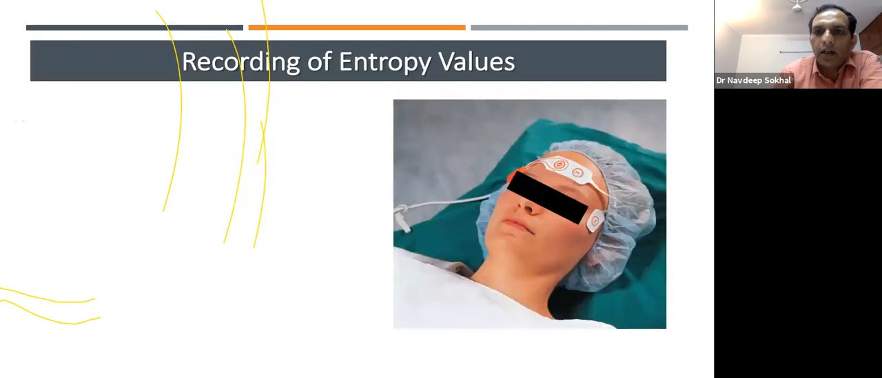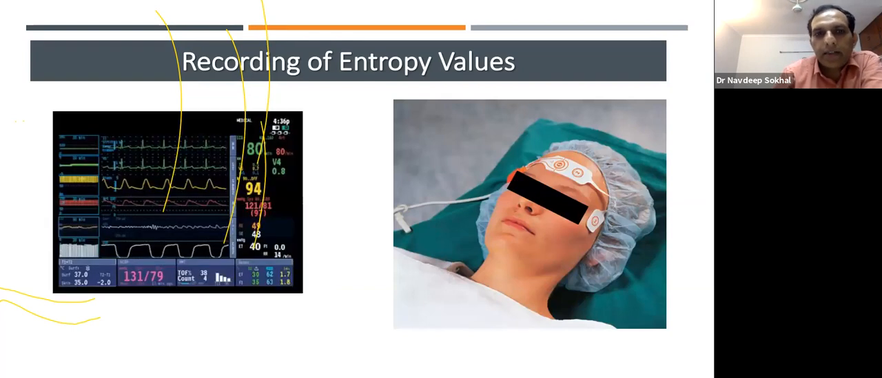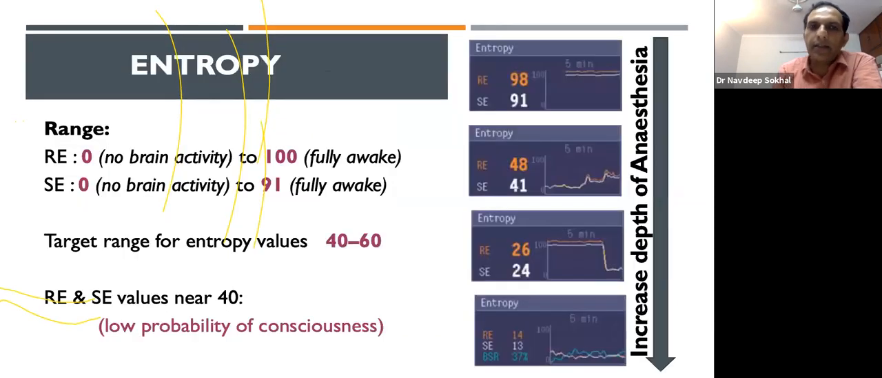Recording of electrical activity. Now see, this has been placed. This is what we get on the monitor. I've drawn some lines over it, which may be distracting you. And so you can see this value, which is here 49 and 48, being shown in the green circle. So this is how the values come. Now 49, 48 will tell you the adequate plane of anesthesia, like this.